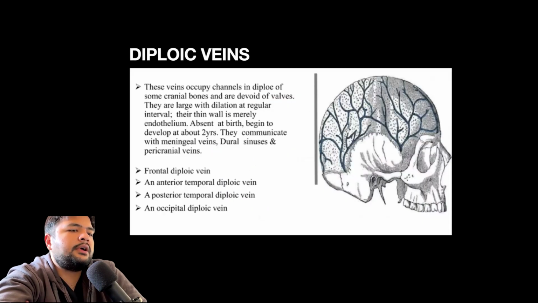Coming to the diploic veins, these veins occupy channels in the diploe of some cranial bones and are devoid of valves. They are large with dilations at regular intervals. Their thin wall is merely endothelium. They are absent at birth and begin to develop at about 2 years. They communicate with meningeal veins, dural sinuses, and pericranial veins. These are the frontal diploic veins, anterior temporal diploic veins, posterior temporal diploic veins, and occipital diploic veins.